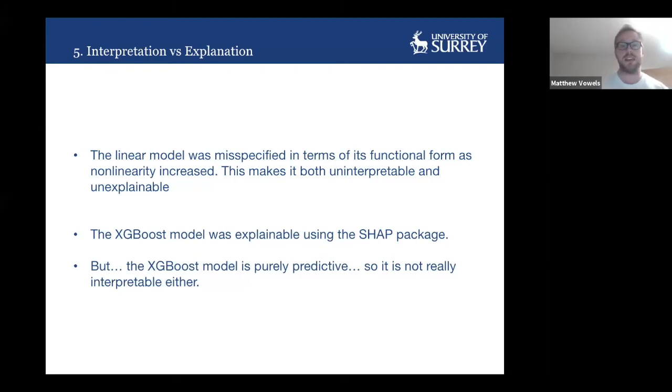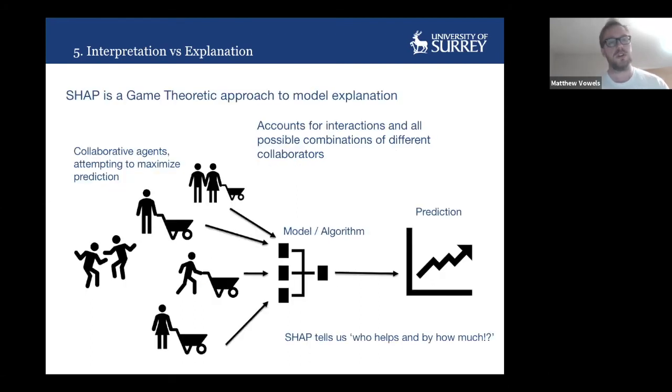It just does whatever it can. But because there was no information in that third variable, it didn't use it. So it's explainable, but it's not necessarily interpretable. So what is this SHAP explanations package?